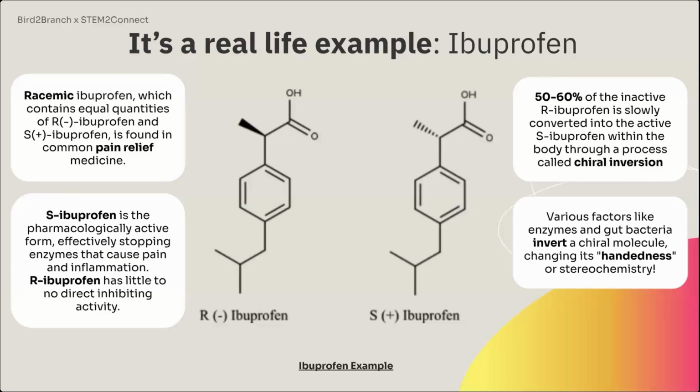So 50 to 60% of the inactive R ibuprofen actually slowly turns into S ibuprofen after you swallow the medicine in your body. This is called chiral inversion, and it's basically as it's rotating and going onto itself, it's literally changing into the other type and getting more useful as time progresses. This is why when you swallow ibuprofen, it doesn't suddenly make all your pain go away. Only after 15 to 30 minutes maybe, you start to see your aches and pains go away, and this is because chiral inversion happens, because enzymes and gut bacteria might bump into or interact with this molecule and change its handedness, essentially, so that it turns into the one that is actually helpful to you.